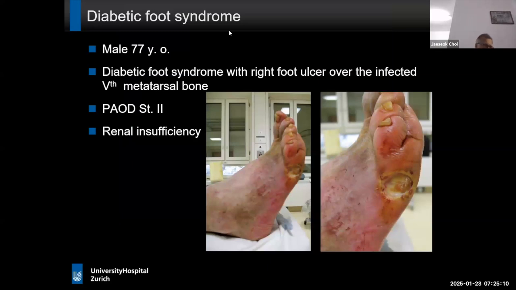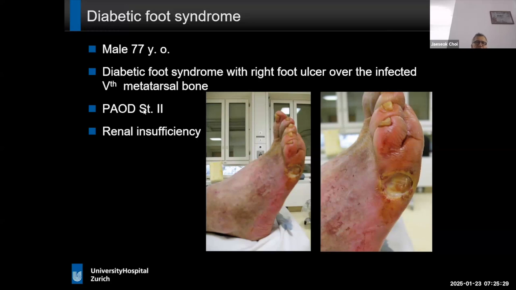Diabetic foot syndrome. There's an example, for example, a 77-year-old male who has that ulcer here and that ischemic foot. And by MR, we could also see that the first metatarsal bone was infected.